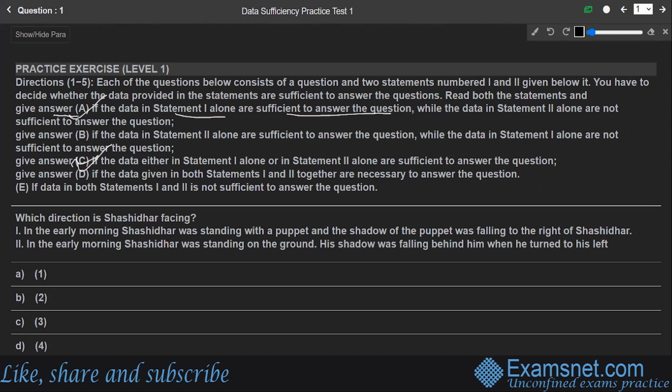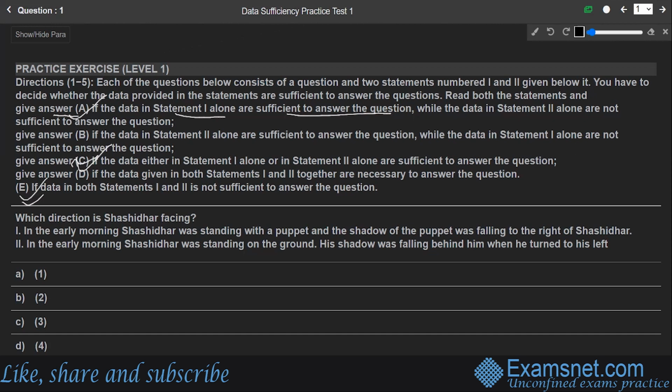So some part of the information is to be taken from statement number one, some part from statement number two, and combining those two pieces of information, only if we can answer the question, then we hit the option called D. And option E is also available, which says if the data in statement number one and also statement number two is not sufficient, even if you combine them, then they are not sufficient to answer the question. In this situation we hit the option called E. So these are the meanings of the A, B, C, D and E options.